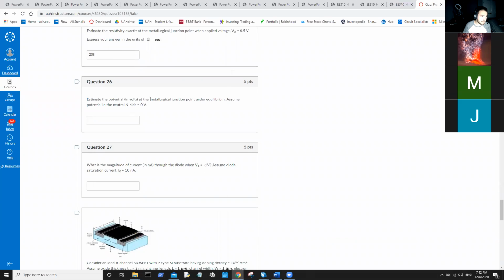And then estimate the potential in volts at the metallurgical junction point under equilibrium. So this is a question that I got wrong because I didn't understand what it was asking with regards to the sign. So when it's saying estimate the potential in volts at the metallurgical junction point, it's actually a pretty involved question. Where did I do this? What page did I do this on? Probably didn't write it down.